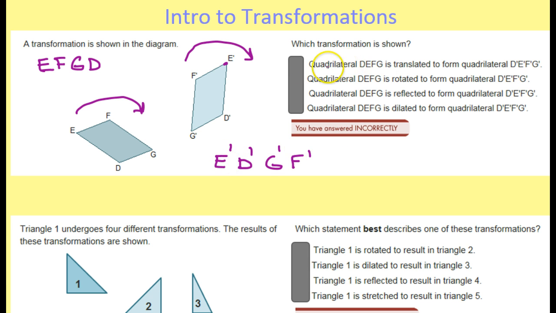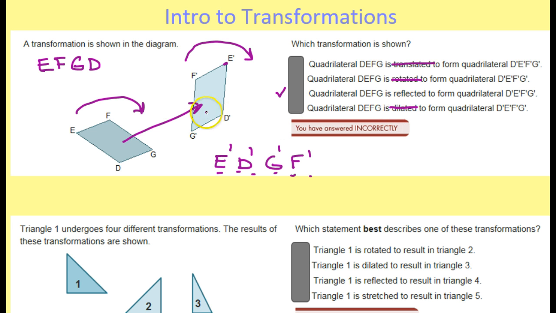All right, so I'm sure I've answered the question in here somewhere. Was it translated? No. A translation is just a slide, and it wouldn't change the order of the letters like this. It wouldn't make it backwards. So no, it wasn't a translation. Was it rotated? No. As I just described, a rotation, again, would not change the order of the vertices. Was it reflected? Yes.